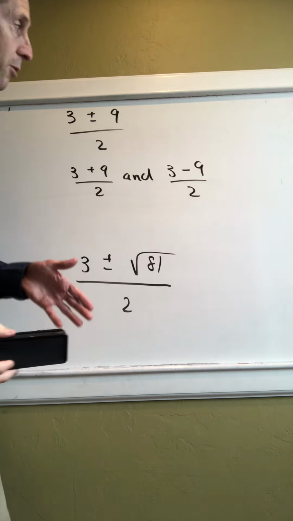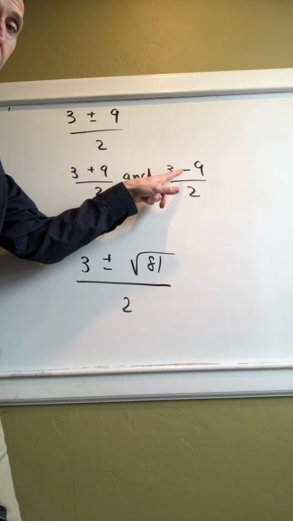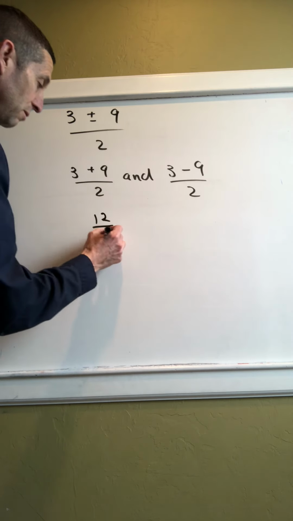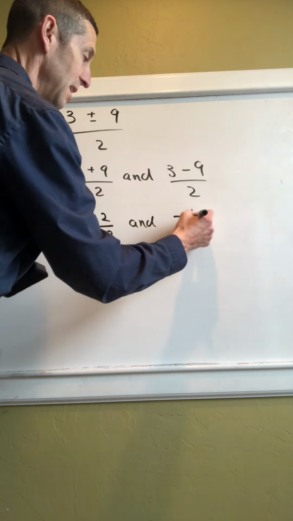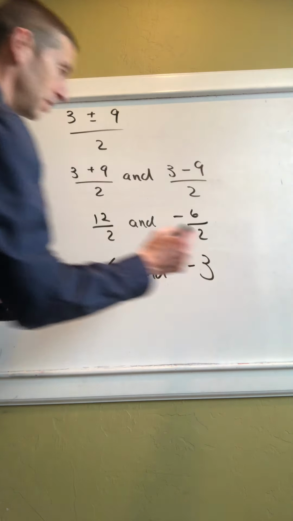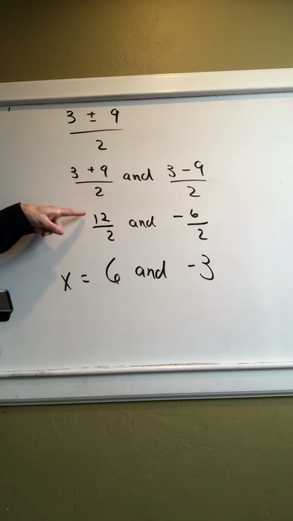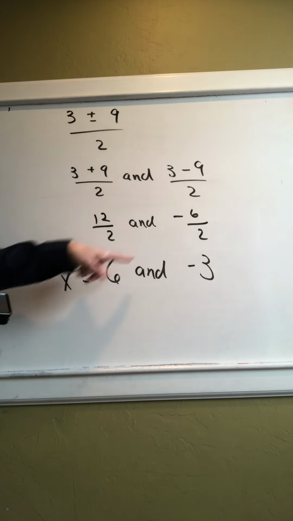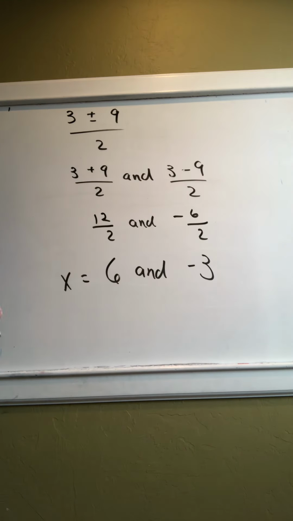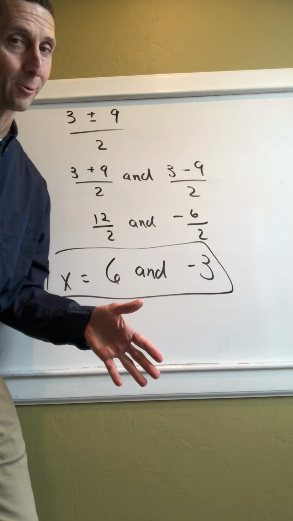So you split it into two problems. The plus or minus means you're doing 3 plus 9 and you're doing 3 minus 9. So that gives you your two parts for your two answers. 3 plus 9 is 12 over 2. 3 minus 9 is negative 6 over 2. So again, the plus and the minus give you your two answers. When you have 3 plus 9, that's the 12. 12 divided by 2 is 6. 3 minus 9 gives you the negative 6. Negative 6 divided by 2 is negative 3. So right here are going to be your final answers, and you've solved this by quadratic formula.